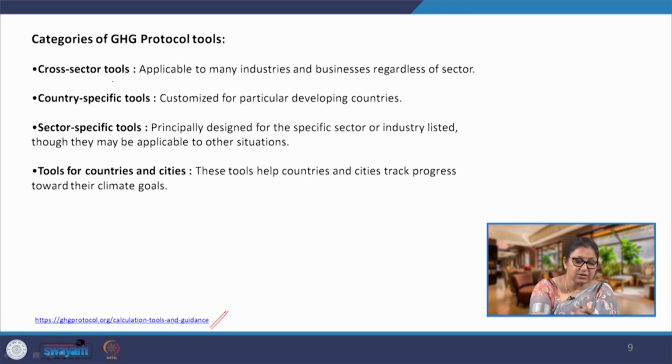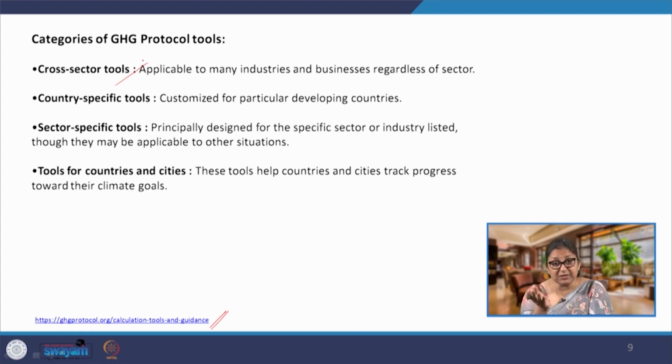One is cross sector tools. They can be used by different sectors regardless of the business that they are offering. So, these are generic tools. One of such tools I am going to show in the lecture later today. The other one is a very large scale tool, which is the country specific tool. We are not going to see the examples, but I will show you that there are several country specific tools which are available.